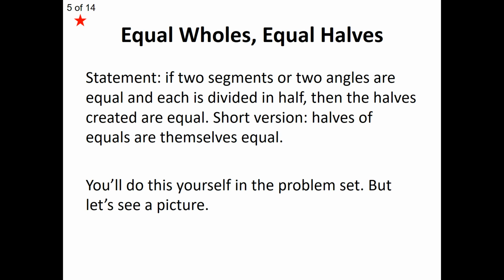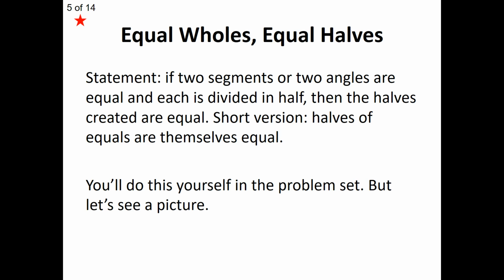So this can be applied to segments and to angles. When we read the conditional, you'll see that I'm mentioning both segments and angles. It says if two segments or two angles are equal and each is divided in half, then the halves created are equal. Or really, if we want to shorten that conditional, we could say halves of equals are themselves equal. So halves of equals are equal, right?